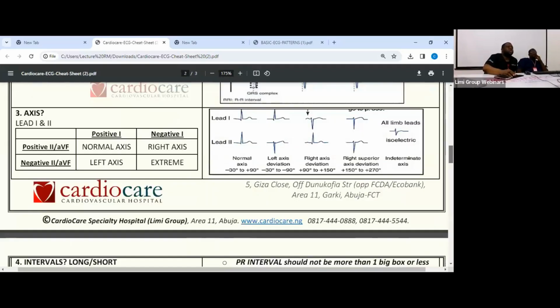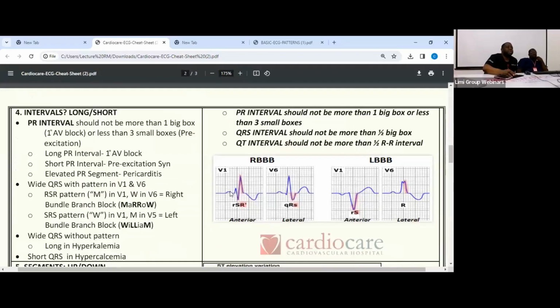Then we came to the intervals. When the QRS is wide, it's a cause for concern. It could be a bundle branch block. If it is wide and it has this M pattern in V1 and V pattern in V6, we call that a right bundle branch block. And if it's reverse, a left bundle branch block.